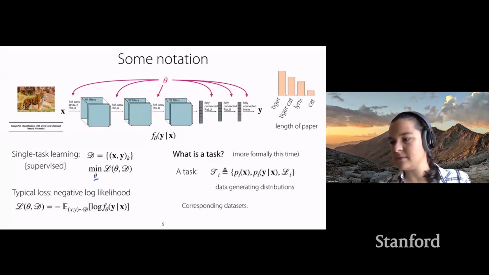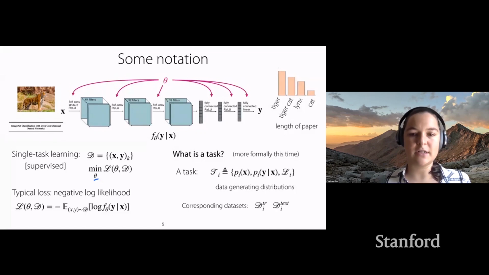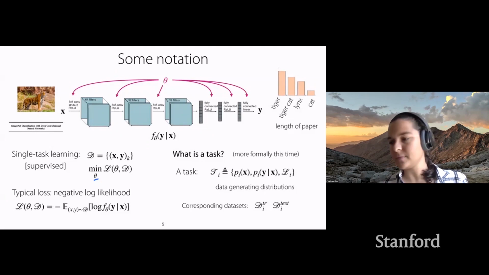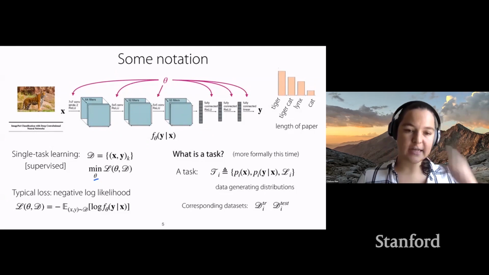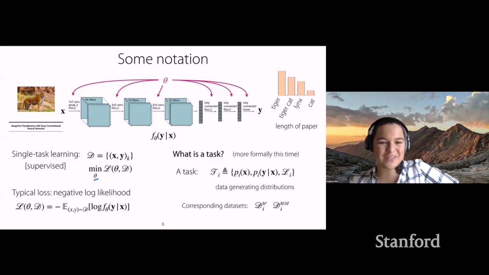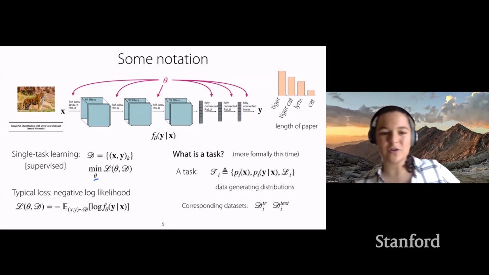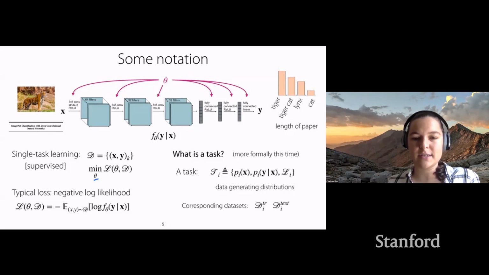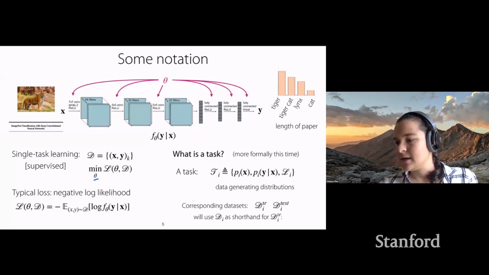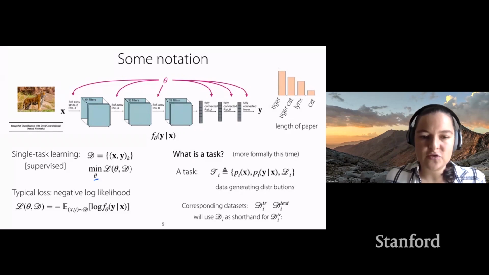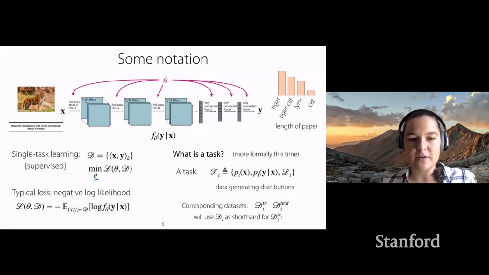Each of these tasks will have a corresponding data set that is drawn from the data generating distributions. Typically you assume that you have a train set and a test set, where you train on the train set and then during evaluation you evaluate on the test set. We'll also use D_i as shorthand for D train i throughout the rest of this lecture, just to simplify the notation. Okay, so this is our formal definition of a task.